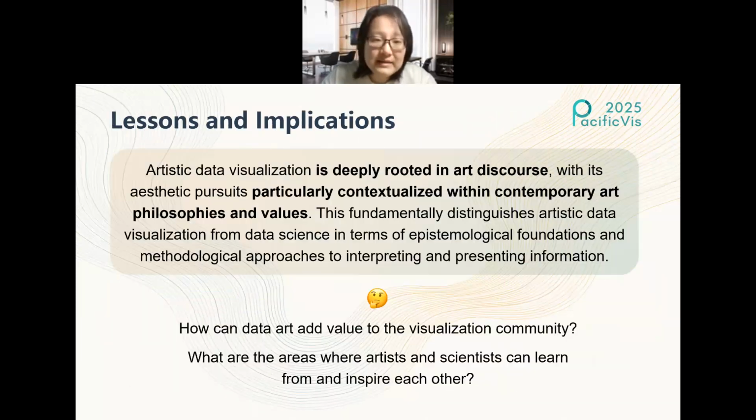To summarize, we found that artistic data visualization is deeply rooted in art discourse, with its aesthetic pursuits particularly contextualized within contemporary art philosophies and values. So the next question is, how can data art bring value to the visualization field? And where can artists and scientists inspire each other? Based on our findings, we propose several lessons for future work, which we marked from L1 to L7.